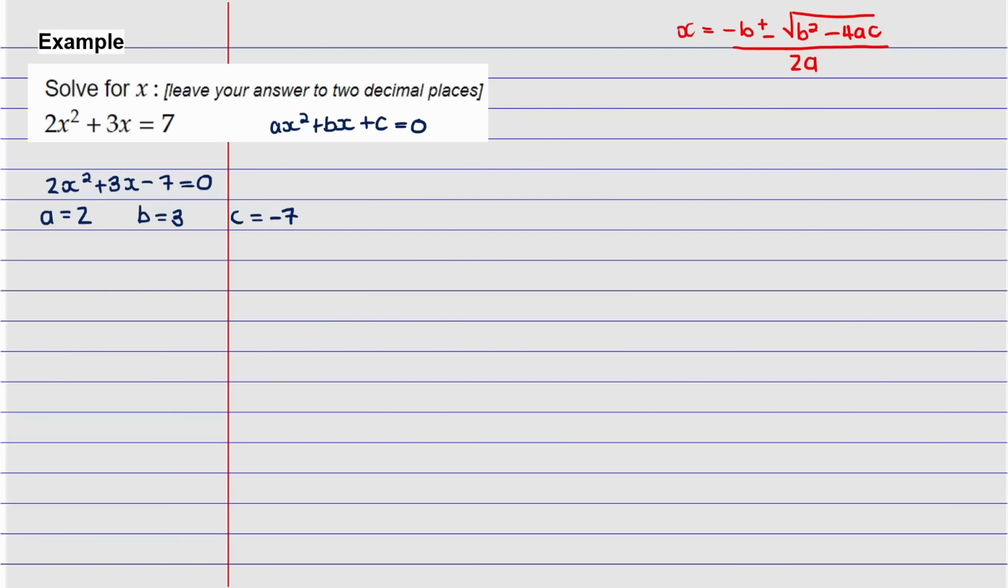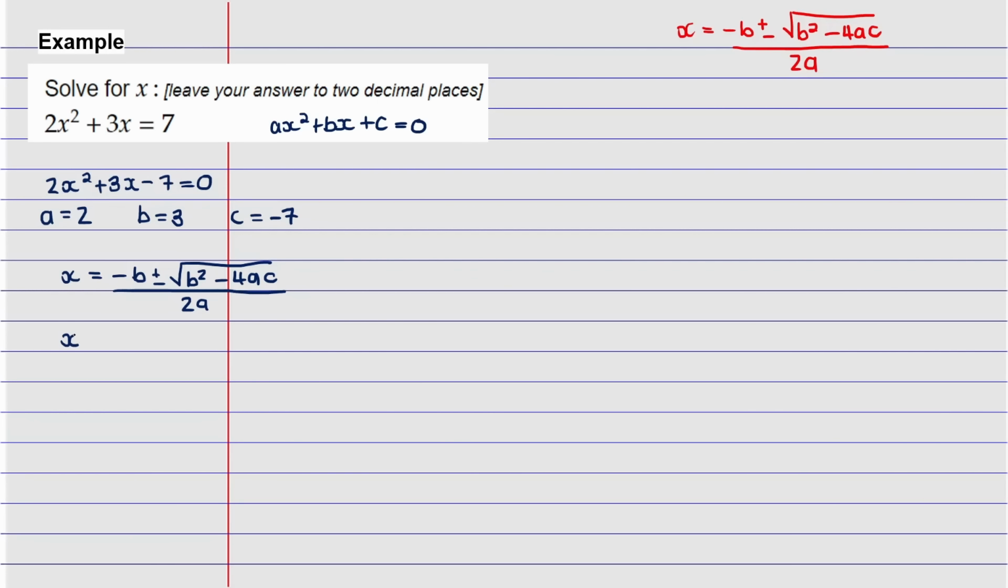So now we're going to substitute our a, b, and c into our quadratic formula. So let me just write it. It's going to be x equals negative b, plus or minus the square root of b squared minus 4ac, and this whole thing is going to be divided by 2a. So now we're going to substitute our a, b, and c.